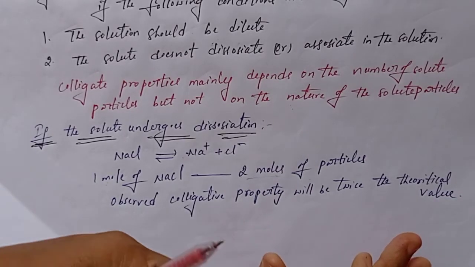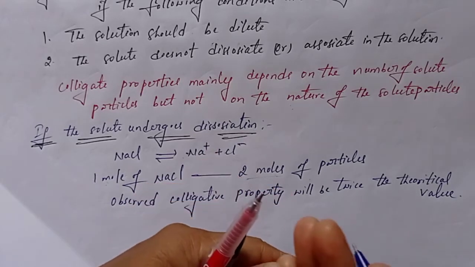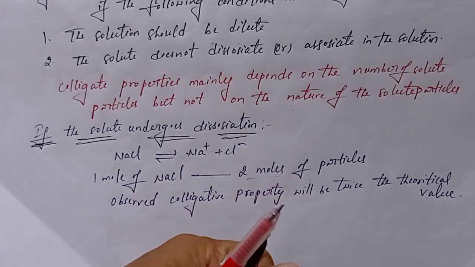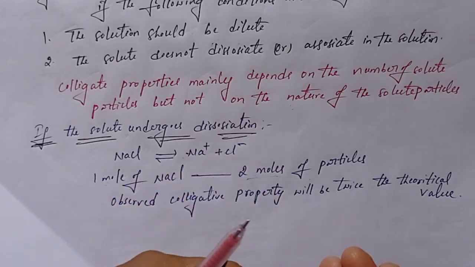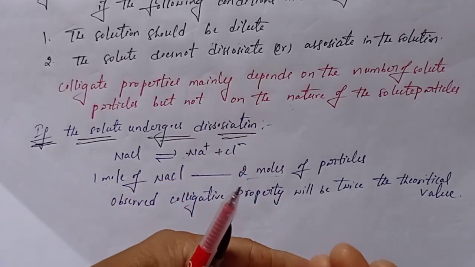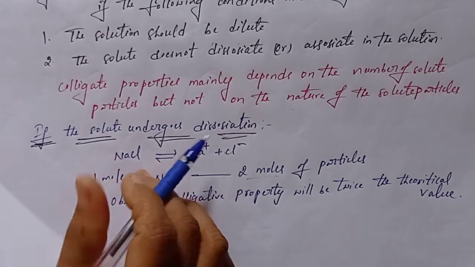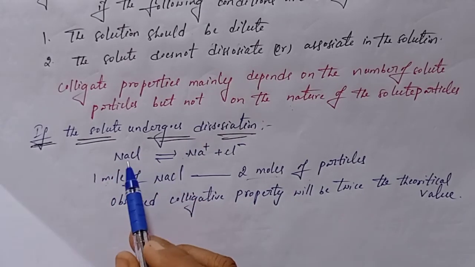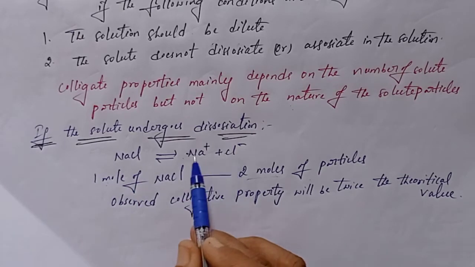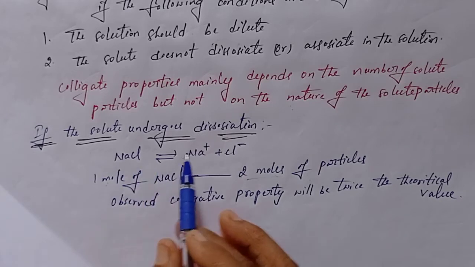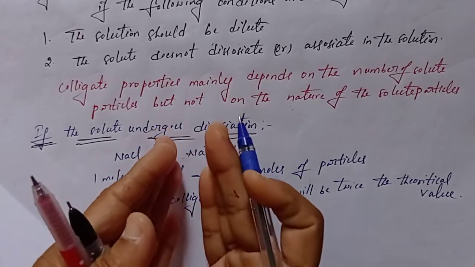Okay. Next, coming to the molar mass. We know that the molar mass of the solute is inversely proportional to the colligative property. Colligative property increases, molar mass of the solute decreases, students. Here this is 1 mole, and this is 1 plus 1, 2 moles. Here, if I take 2 for 1 mole, that means the molar mass will become half.